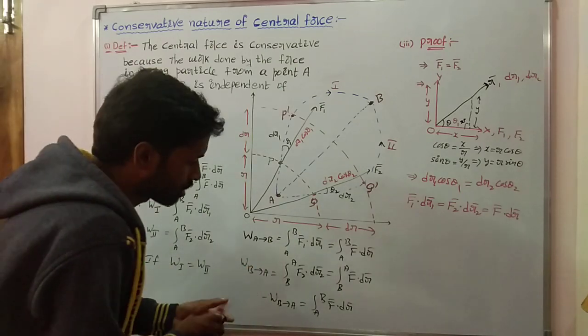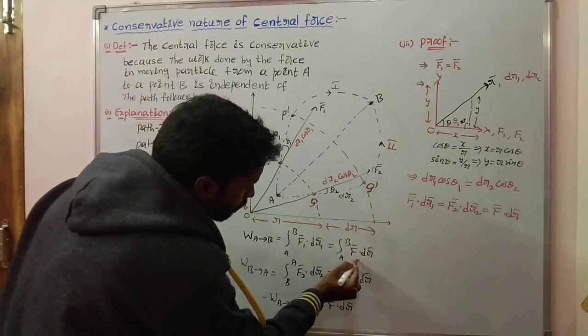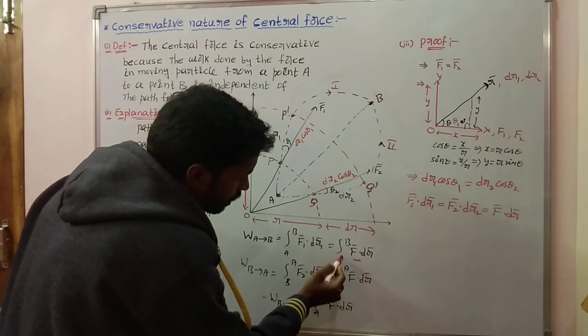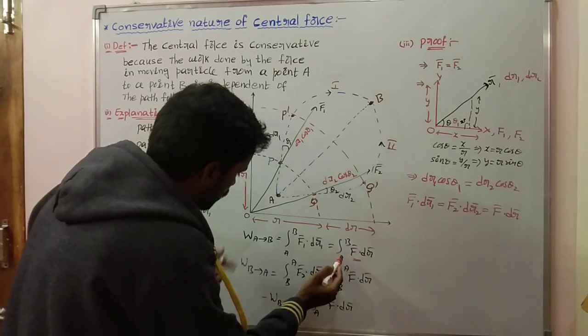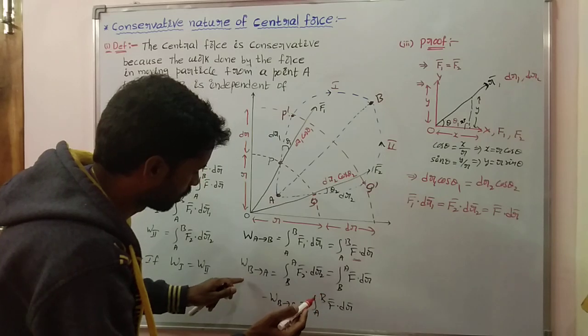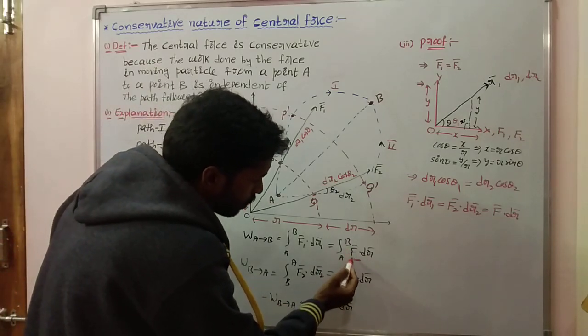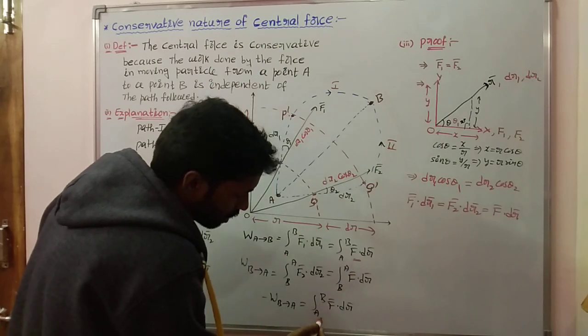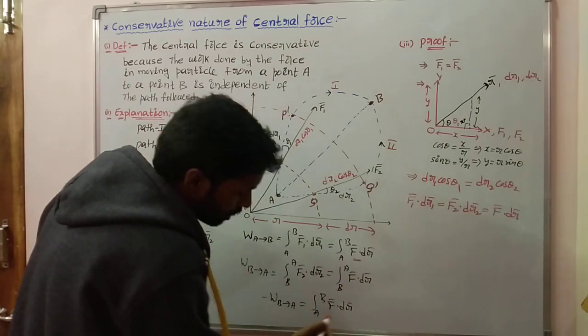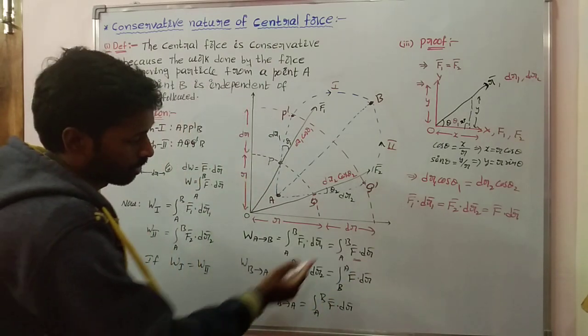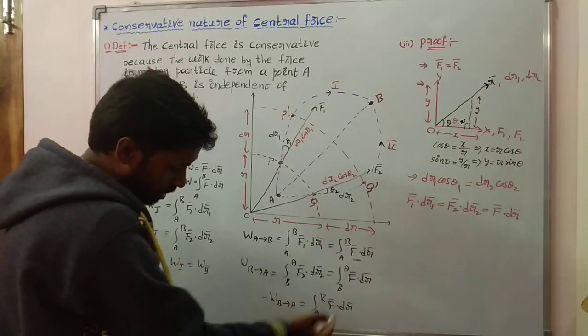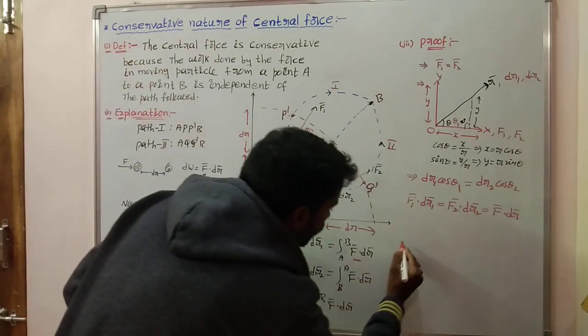Now if you check these two equations, here the LHS is work done from A to B, here the LHS is work done from B to A, here the RHS is integral A to B F bar dot dr bar. Here the RHS is integral A to B F bar dot dr bar. If the LHS are equal, then the RHS are also equal.